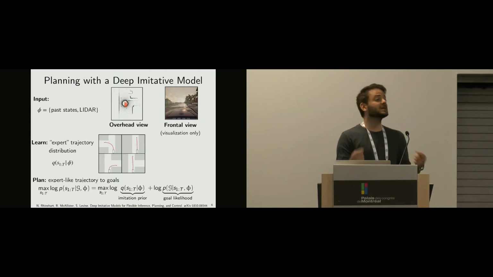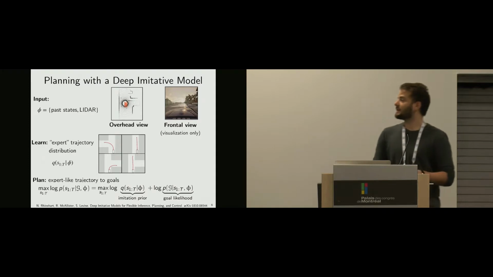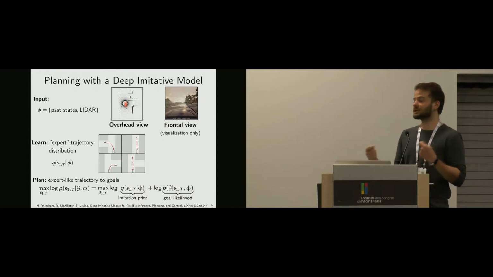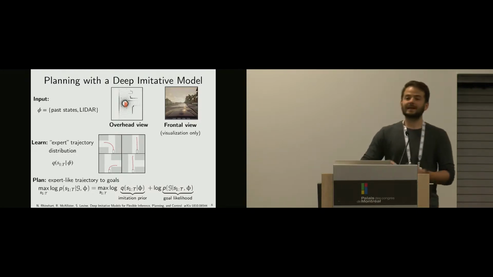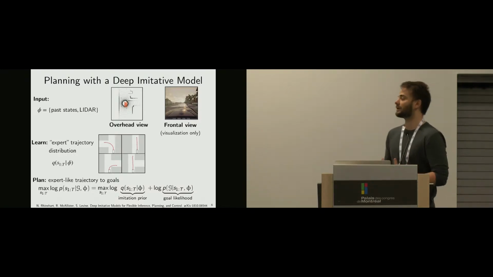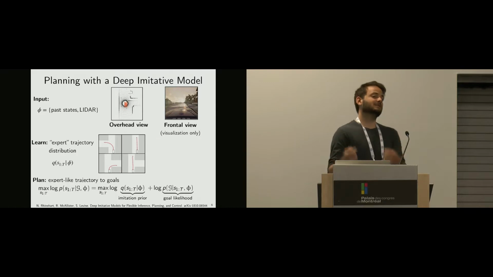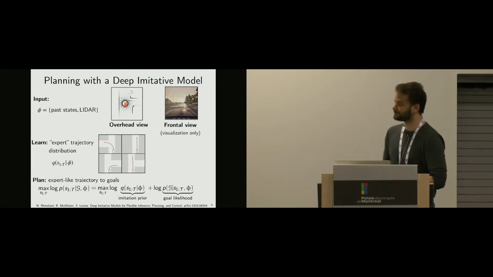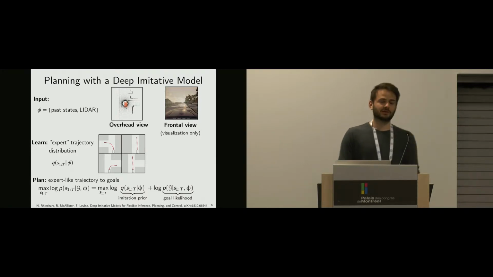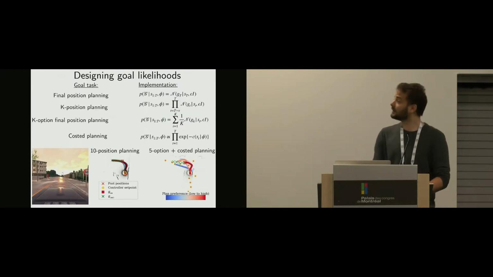You have this imitation prior term, which measures the quality of a candidate trajectory, basically how expert-like is a candidate trajectory. And then you have this goal likelihood term. So given your expert trajectory, what is the likelihood that you achieve some abstract goal? Why are the goals abstract? Okay, let's make them concrete.